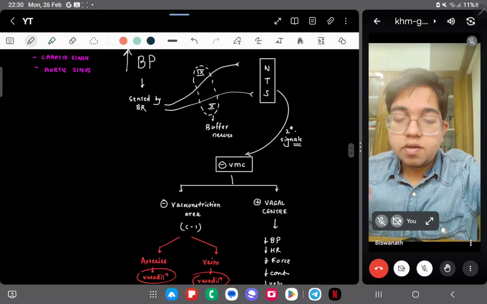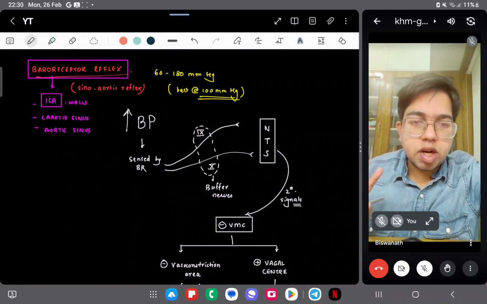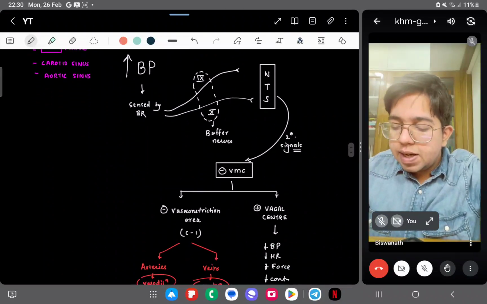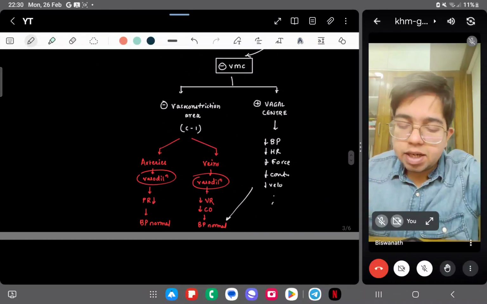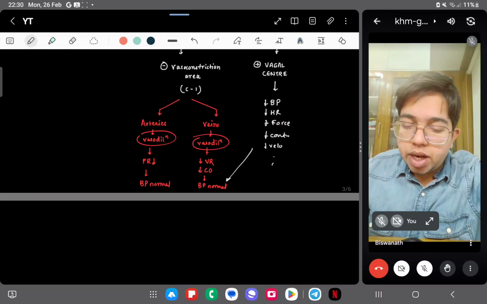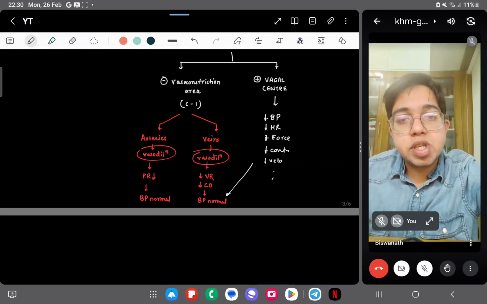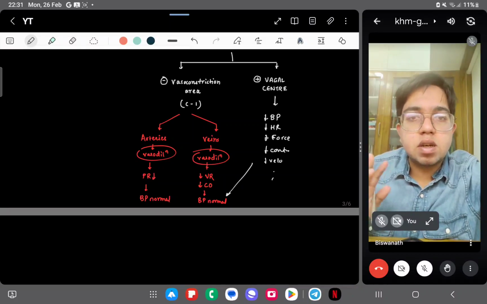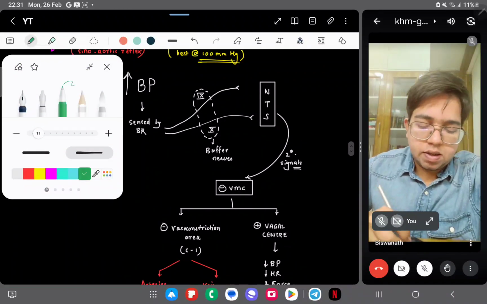This is the effect of your baroreceptor reflex. So you understood what it is basically doing. Increased BP is sensed by baroreceptors, buffer nerves, NTS, secondary signals inhibit the VMC, which will inhibit the vasoconstriction area and activate the vagal center. The vasoconstriction area inhibition will dilate the arteries and veins, which will bring the BP to normal, and the vagal center will decrease heart activity, which will again bring the blood pressure to normal. So increased BP is brought to normal by this reflex.